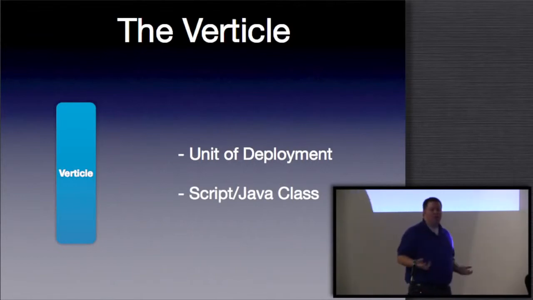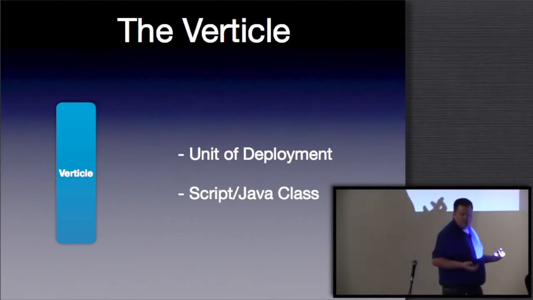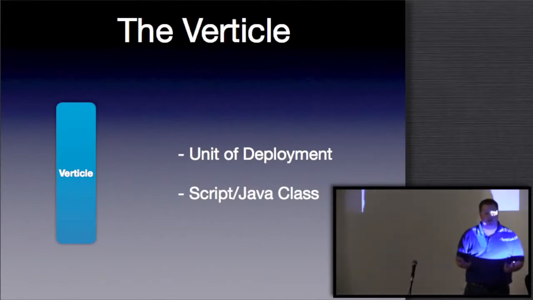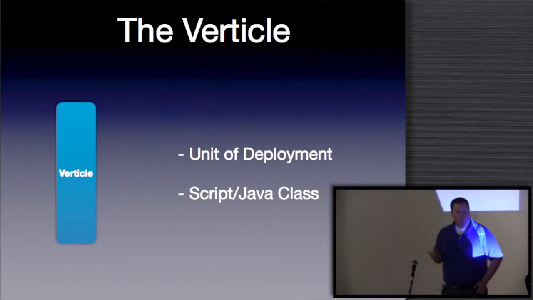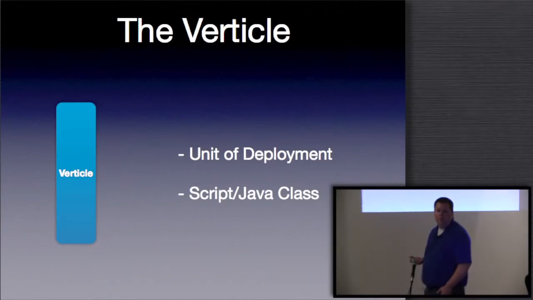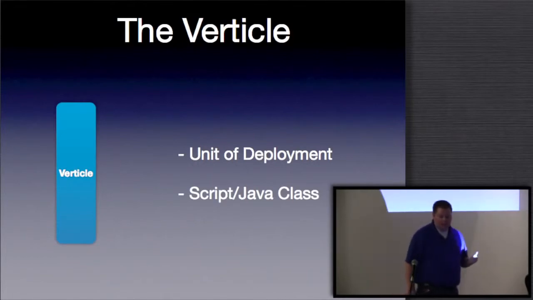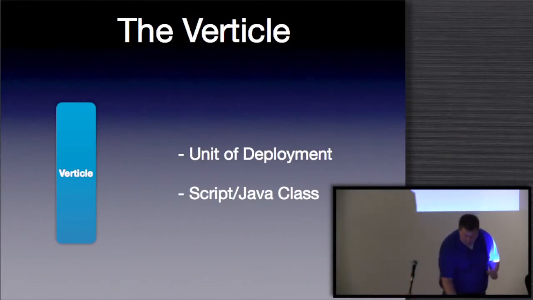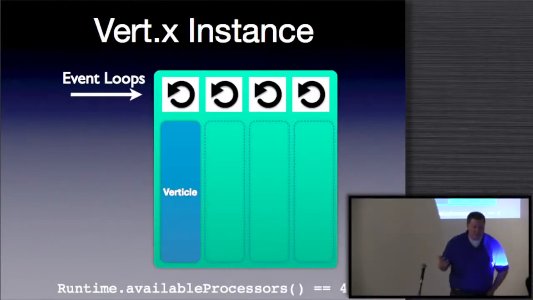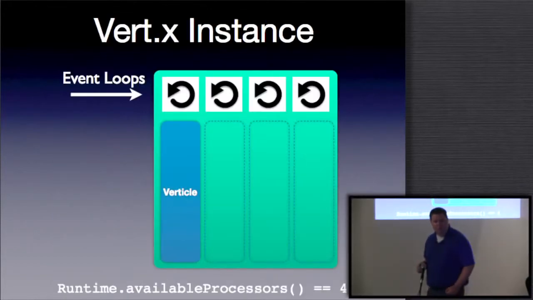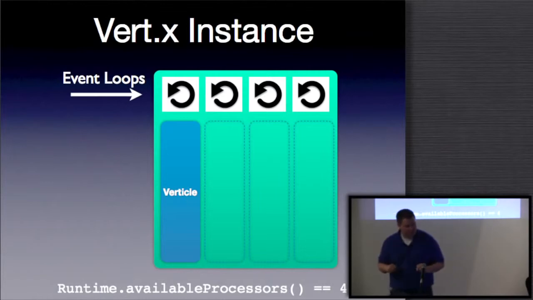So vertical, unit of deployment. Any Vertex application is going to be composed of one or more of these verticals. Verticals are nothing more than the Java classes or scripts that we looked at in the Hello World section. So if you write these, you're going to be writing verticals. A Vertex instance is a JVM process that is running the Vertex engine, if you will.